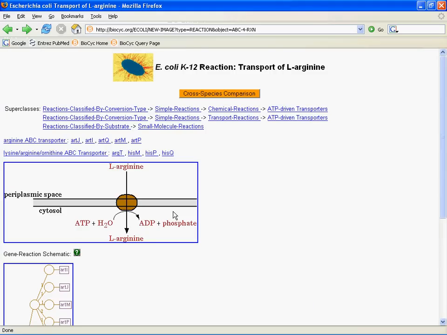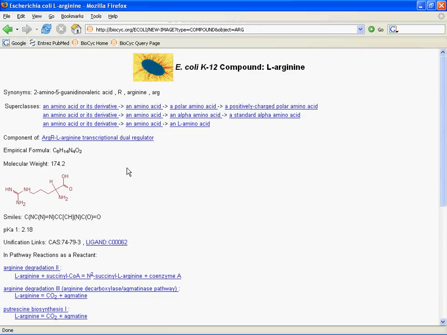Instead, I'm going to page back up, I'm going to mouse over L-arginine, and I'm going to click on it. And we're back at the L-arginine page. And we've answered one question about how E. coli gets its arginine. We've shown that there are actually two transport reactions it can use, and we've clicked through and taken a look at one of them.